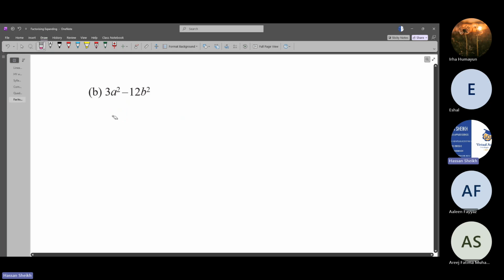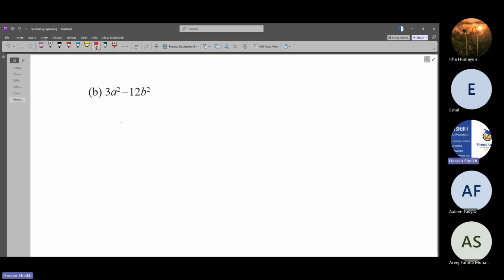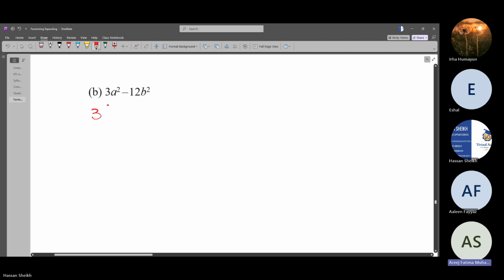You need to do some alteration before you apply this formula. We can take common. Yes, okay, tell me how. 3 will be outside and then a squared minus 4b squared. Very well done. And now what would you do in the next step? 3 and then in the brackets a plus b, a minus 4b, 2b.